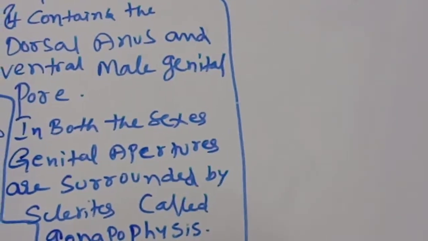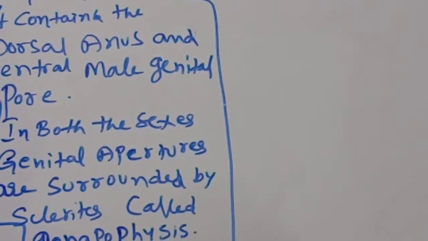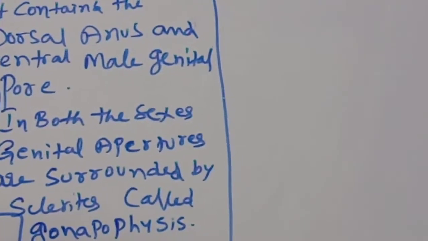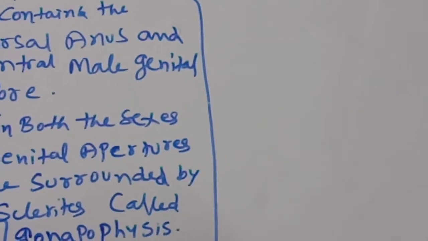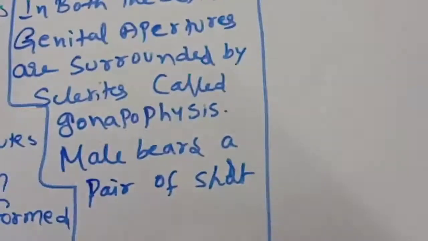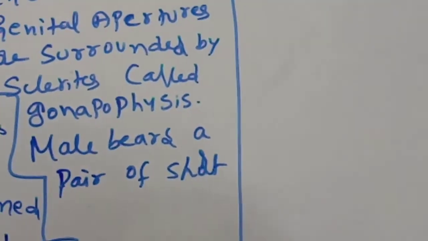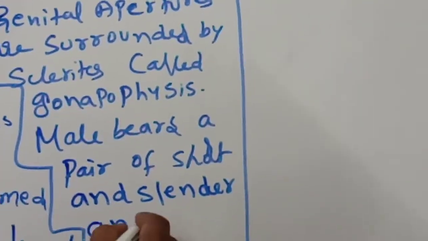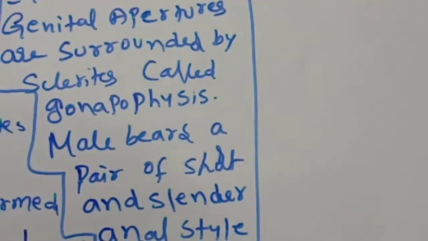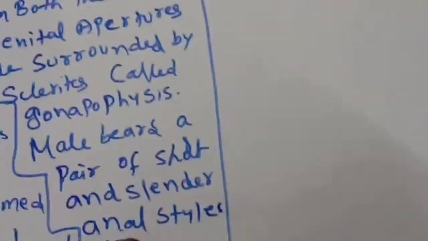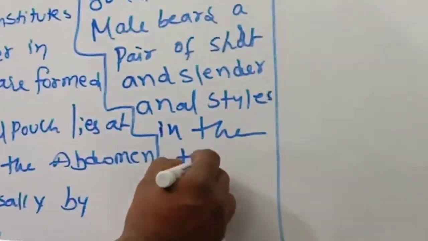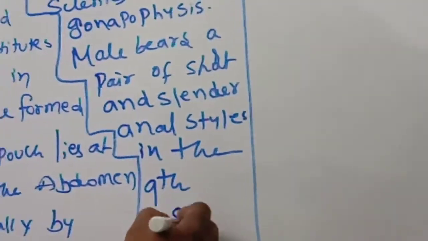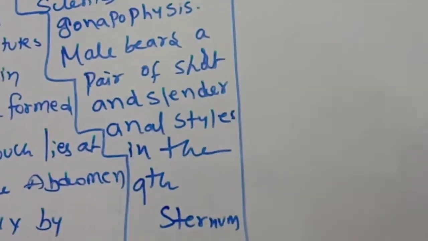Male bears a pair of short and slender anal styles. Anal styles will be there in the ninth sternum. Okay children, the ninth sternum.